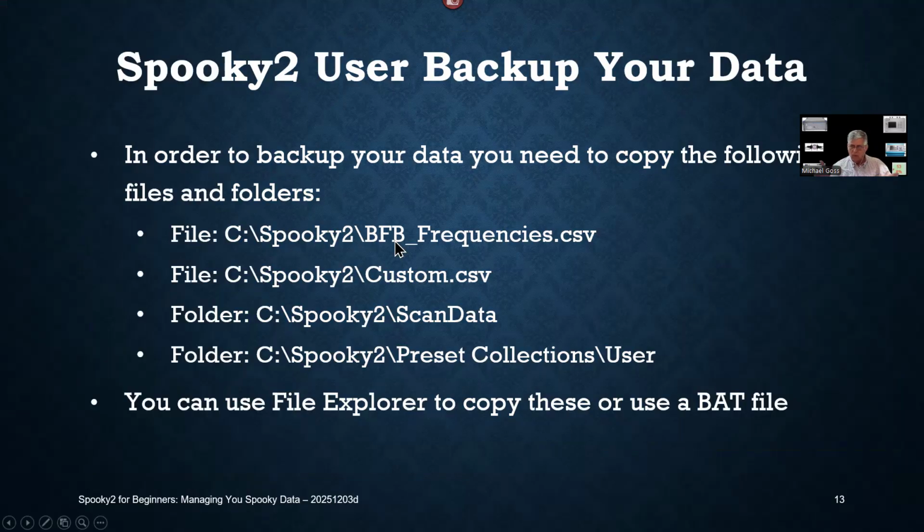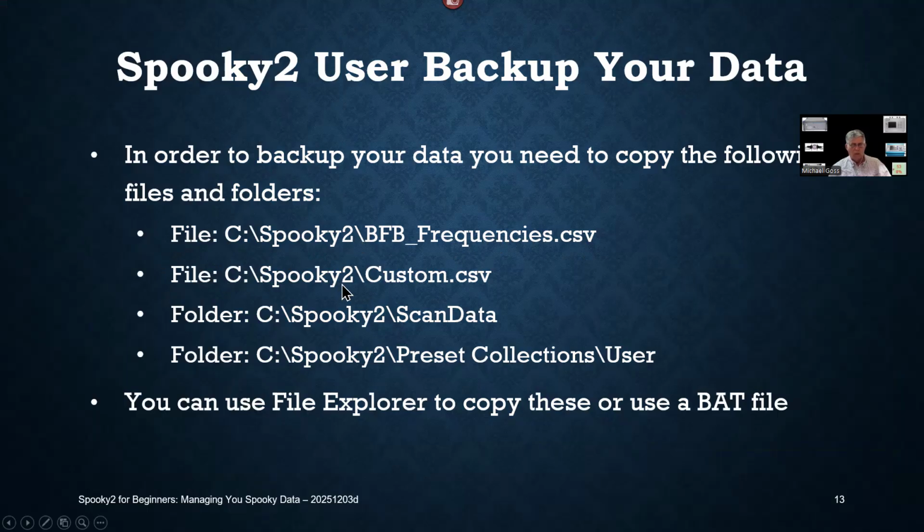So if you want to back up your Spooky data, you need to back up the following things. You need to get this file, Spooky2 BFB frequencies, because that's where your 10 frequencies are all saved in that single file. So that goes back. I have stuff going back to 2020. I can't remember what happened to the stuff before that, but it goes back to 2020.